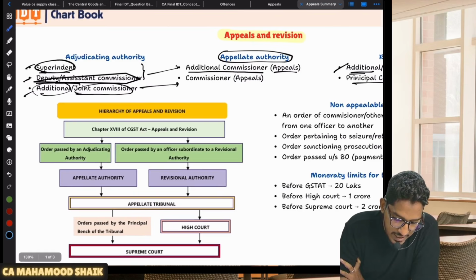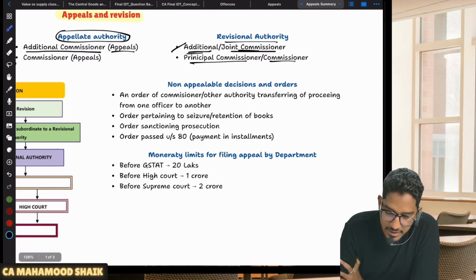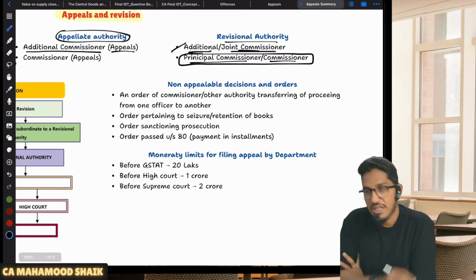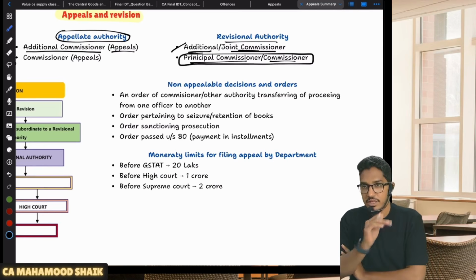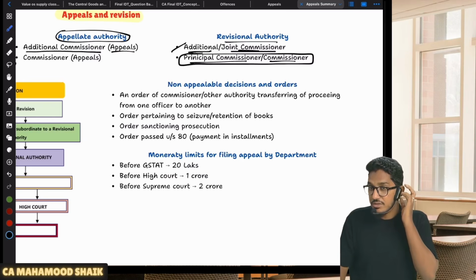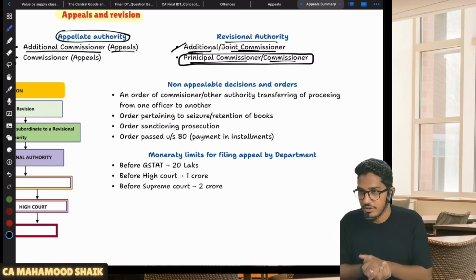In case the adjudicating order is passed by additional or joint commissioner, then they can be taken up for review by principal commissioner or commissioner. They can take up for review depending on the authority. Able to understand my pain and trouble? Are you all able to get it?